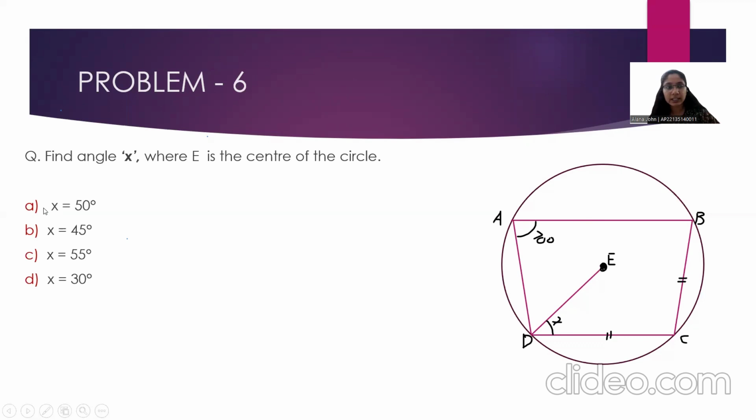Okay. 4 options are given. X is equal to 50 degree, first option. Second option, X equal to 45 degree. Third option, X equal to 55 degree. And last option, X equal to 30 degree. So see, what all informations are given in the diagram? These two sides are given to be equal. BC, CD are given to be equal. E is given to be the center of the circle. And here this angle formed at A is given to be 70 degree. We have to find this angle X. So this much information is given in the diagram.